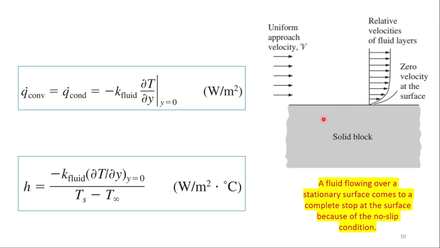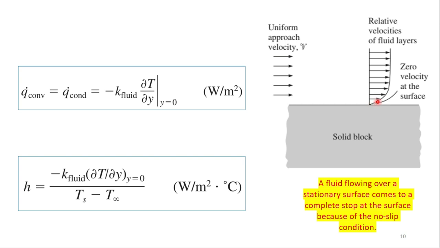The fluid layer in direct contact with the solid surface sticks to the surface, and there is no slip. No slip means the fluid layer adjacent to the solid surface is not slipping away. This phenomenon is known as the no slip condition. Simply put, the fluid layer adjacent to the surface has zero velocity. The no slip condition is responsible for the development of the velocity profile for the fluid flow. Because of the friction between the fluid layers, the layer that sticks to the wall has zero velocity.